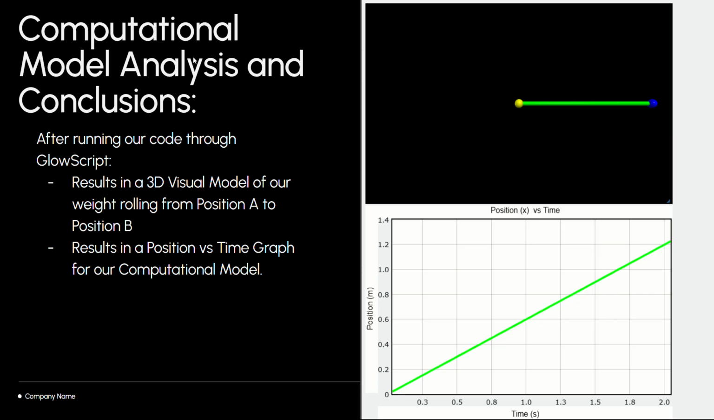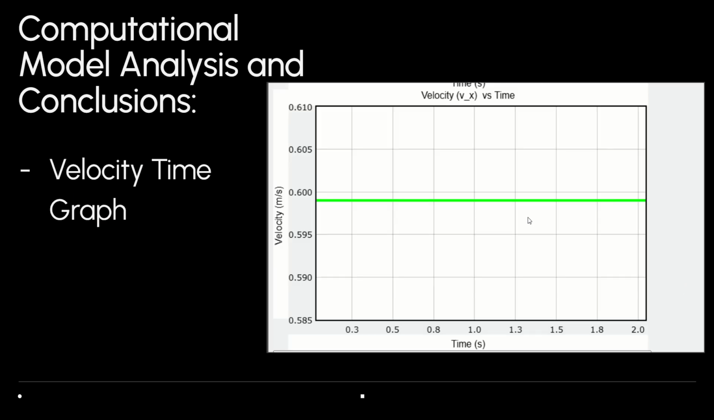Now, our computational model analysis. After running our code through Glowscript, it results in a 3D visual model of our weight rolling from position A to position B, and results in a position time graph for our computational model, which is completely linear. We also get a velocity time graph, which is a completely horizontal slope, showcasing a constant velocity throughout the time period.